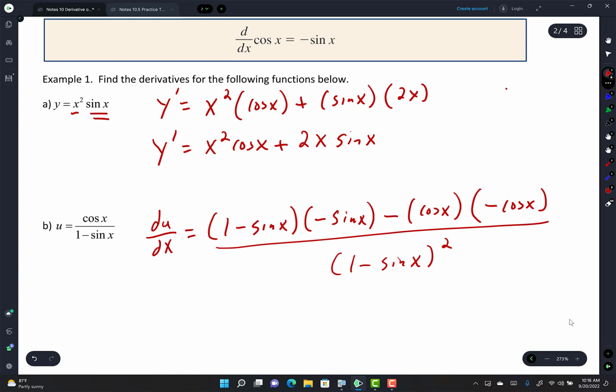Are we still okay? Oh, because I already have a negative in the front. The derivative of sine x is cosine x, but because I have a minus, I have to keep the minus.